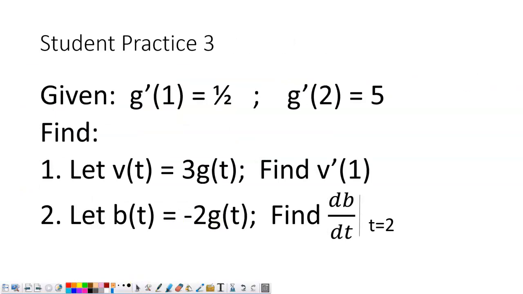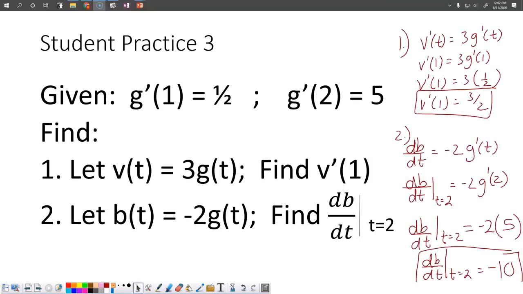So here is an example, a student practice for you guys to try to match the one I did with you in the last slide. So go ahead and try this, pause the video, and when you unpause it, you will see the solutions. Okay, and there are your solutions for this particular practice set.